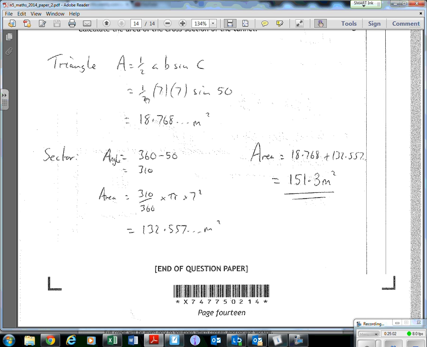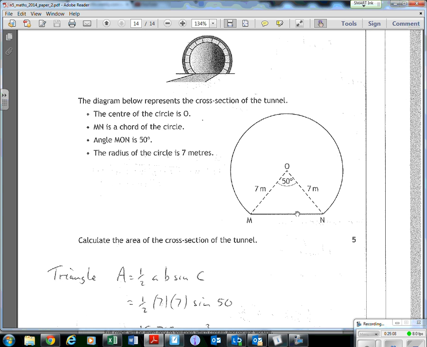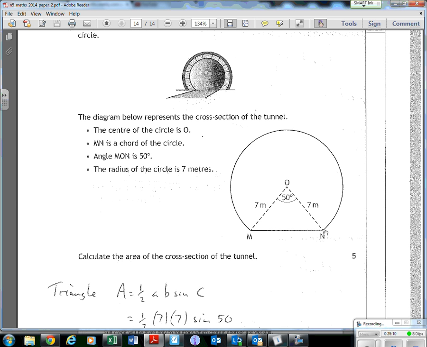So substitute in, we've got the area of the triangle, we've got the area of the sector, add them both together, we get the total area. And that is the 2014 paper 2.